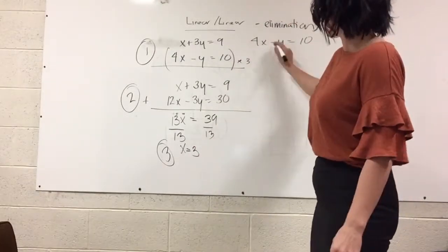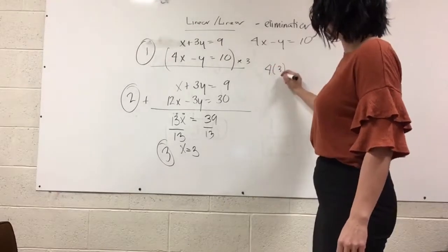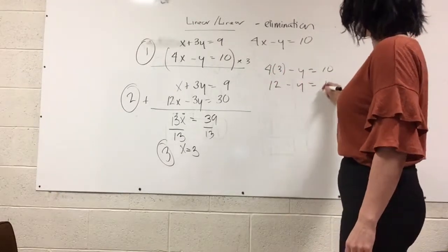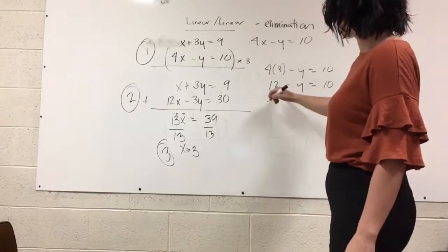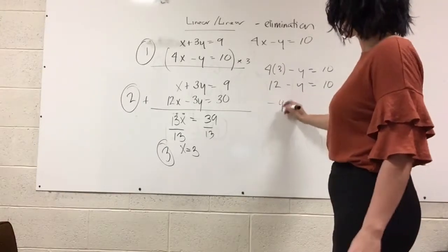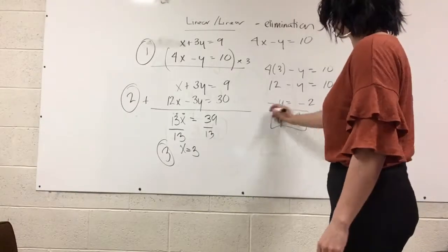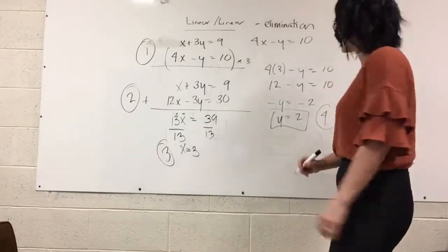It really doesn't matter which one. Let's pick this one. So 4 times 3 minus y equals 10. So 12 minus y equals 10. So I'm going to bring the 12 on this side. So minus y equals minus 2. So y equals 2. So that's the last step in the elimination method.